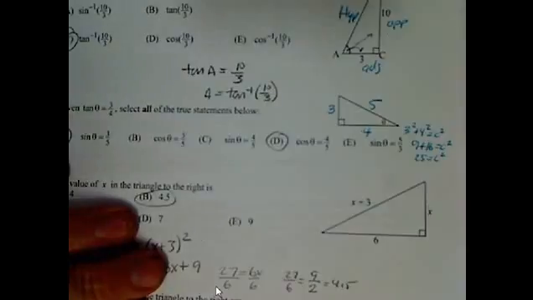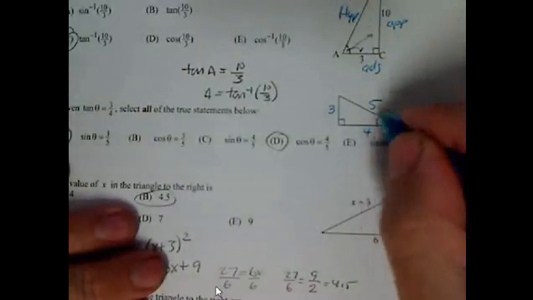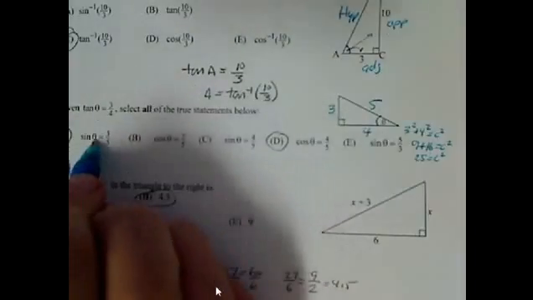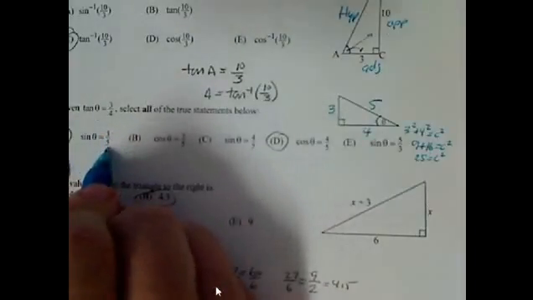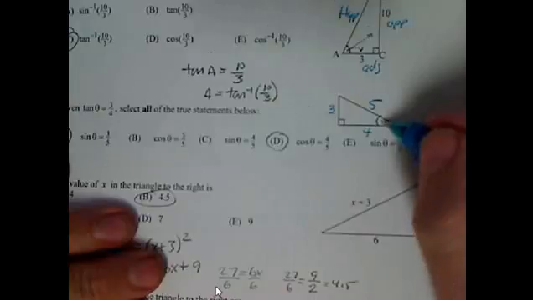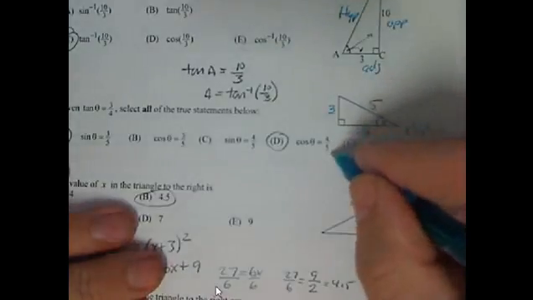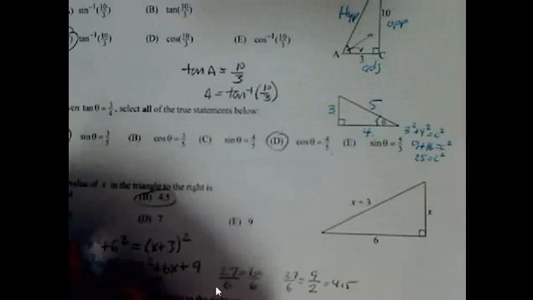Okay, so if I use my other ones, if I want to use sine, sine is opposite over hypotenuse. So sine of theta is opposite, which is 3 over 5. Cosine is adjacent over hypotenuse. That's 4 over 5. So that's A and D.